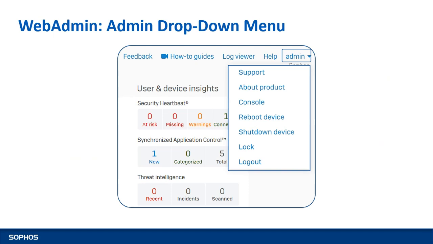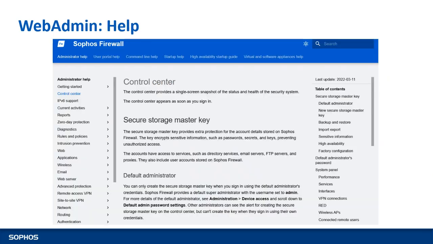At the top right is the administrator menu. Here you can restart, shut down, lock, and log out of Sophos Firewall. This menu also provides links to the support website, the Sophos Firewall license page, and the web-based access to the console.